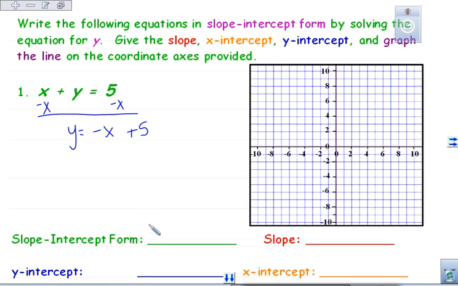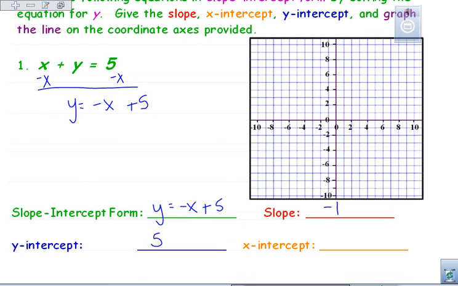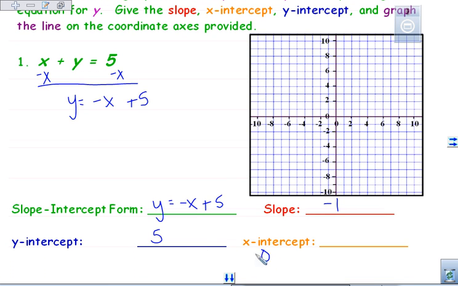So filling in our values, slope-intercept form is y equals negative x plus 5. Our slope is negative 1. Our y-intercept is 5. To find our x-intercept, we can plug in 0 for the y value. For our y-intercept, we plug 0 in for the x value, or it was just the value right here. Remember, we covered up the value. If we covered up the x, y was equal to 5. If we covered up the y, x is equal to 5. So the x-intercept is going to be 5. Because if I plug in 0 here, I get negative x plus 5. So then if I add x, I get x equals 5.